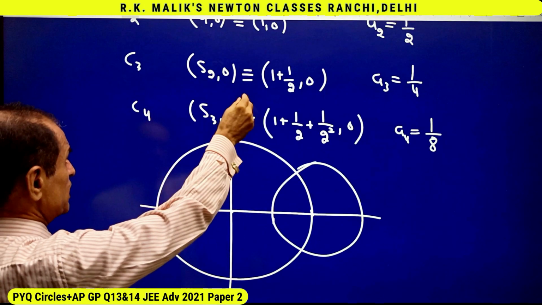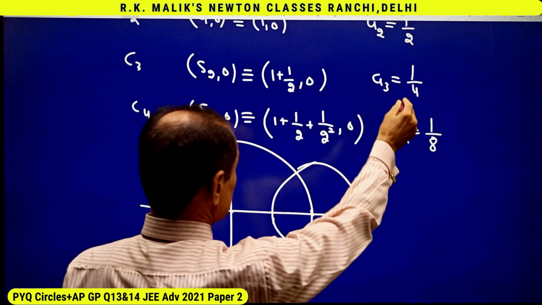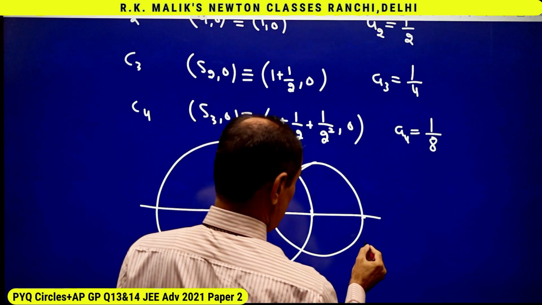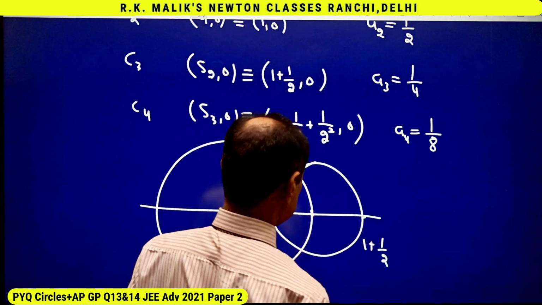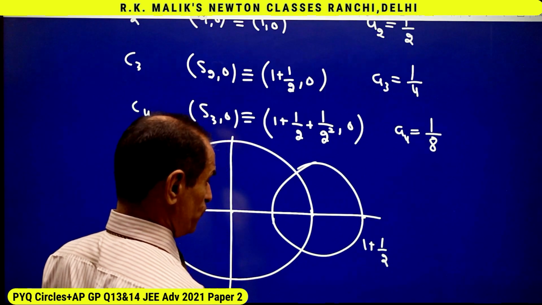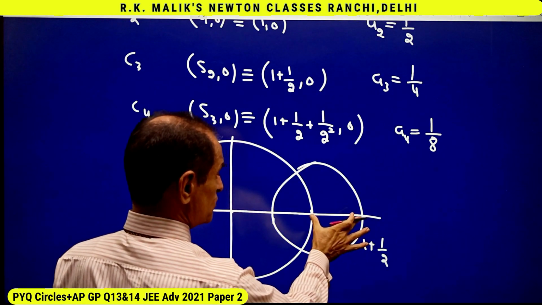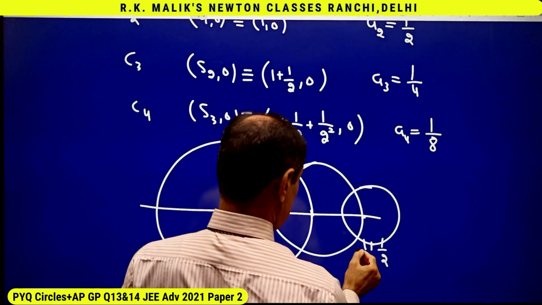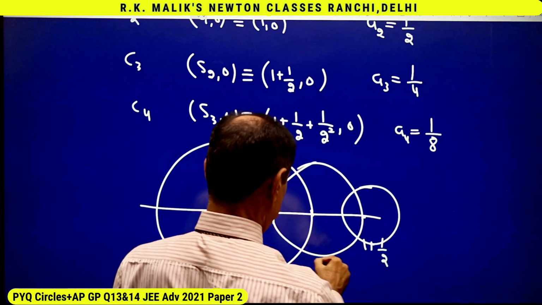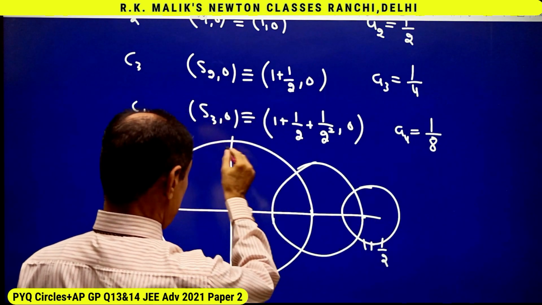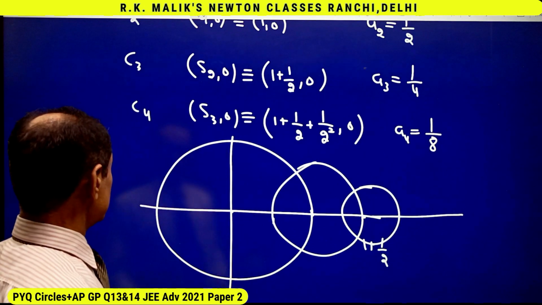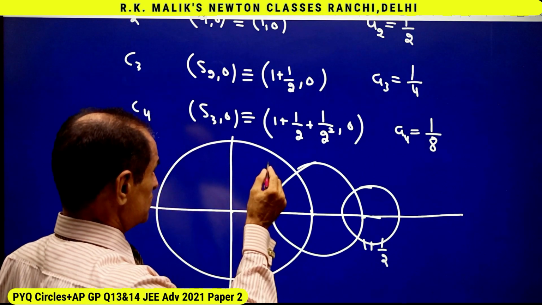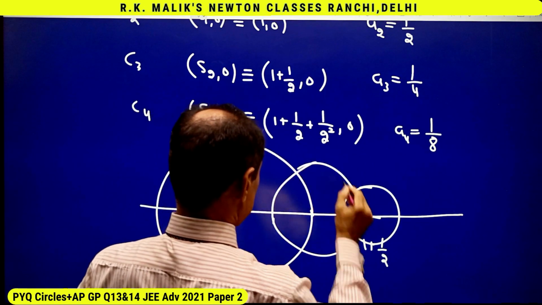C3 is a circle with center 1 plus 1 by 2 and radius 1 by 4. 1 plus 1 by 2 is this position, and radius is 1 by 4. As the radius of this is 1 by 2, radius 1 by 4 means the radius of this circle is half of the radius of the previous one. For more clarity, I am drawing the circle C4 also. C4 has center 1 plus 1 by 2 plus 1 by 4.